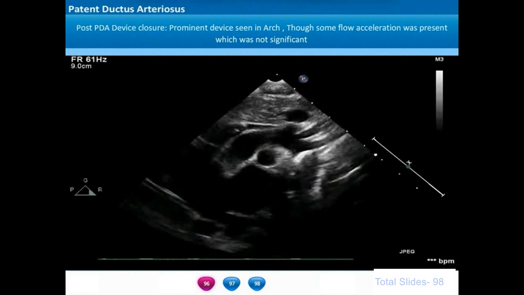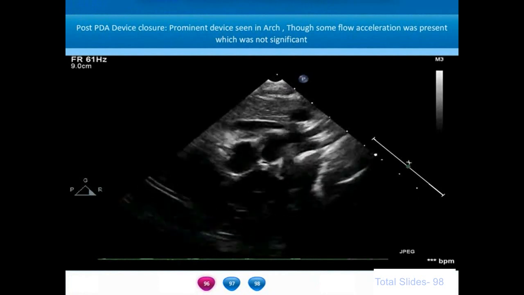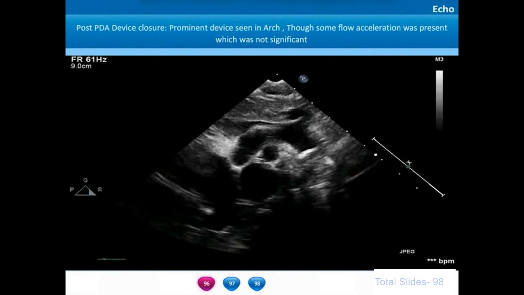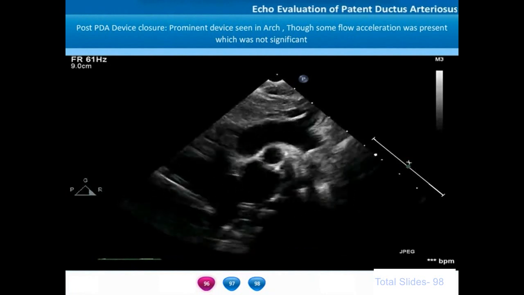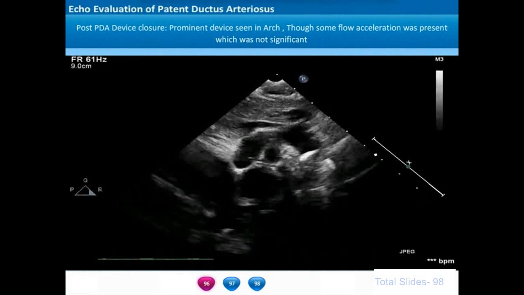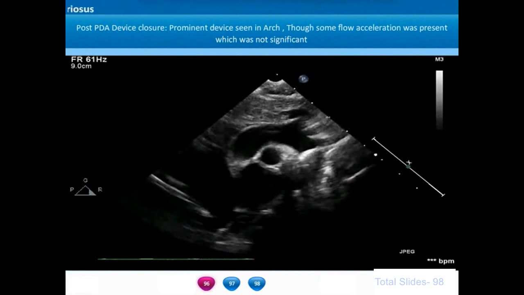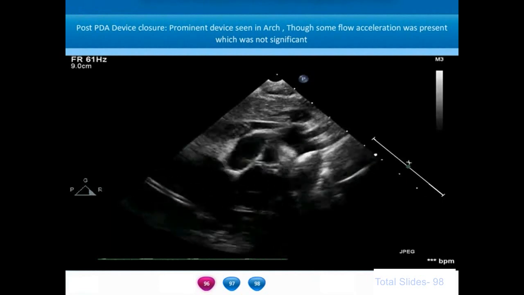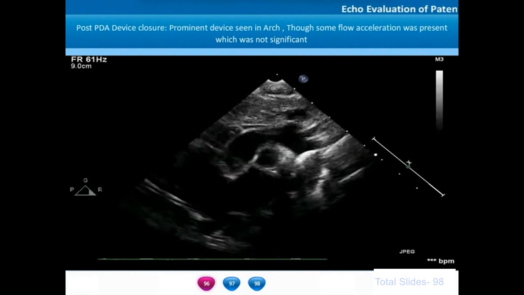When a large PDA in a relatively smaller patient is closed with the duct occluder device, we can often find the echogenic metallic device seen in the long axis of the aortic arch with very minimal flow acceleration. But these gradients recorded may not be clinically significant. The pressures between the ascending aorta and descending aorta will in most of the patients be very similar.